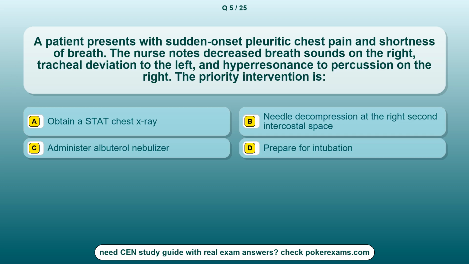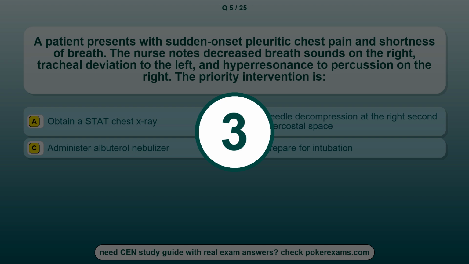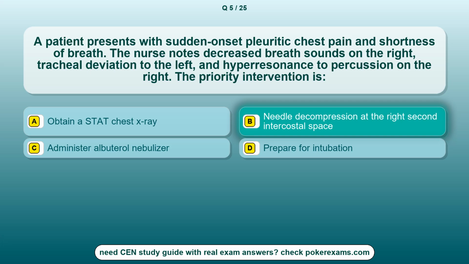Question 5. A patient presents with sudden onset pleuritic chest pain and shortness of breath. The nurse notes decreased breath sounds on the right, tracheal deviation to the left, and hyperresonance to percussion on the right. The priority intervention is Option A. Obtain a stat chest X-ray. Option B. A needle decompression at the right second intercostal space. Option C. Administer albuterol nebulizer. Option D. Prepare for intubation. The correct answer is option B. Needle decompression at the right second intercostal space.